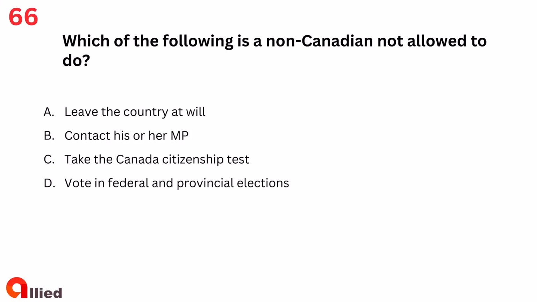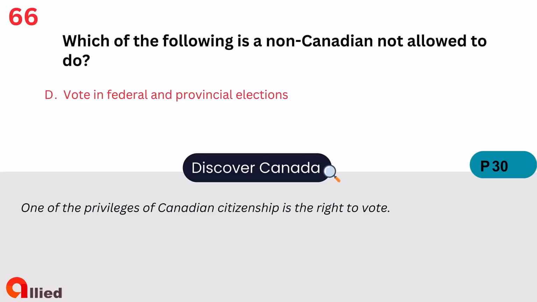Question 66. Which of the following is a non-Canadian not allowed to do? A. Leave the country at will. B. Contact his or her MP. C. Take the Canada citizenship test. D. Vote in federal and provincial elections. The answer is D. Vote in federal and provincial elections.